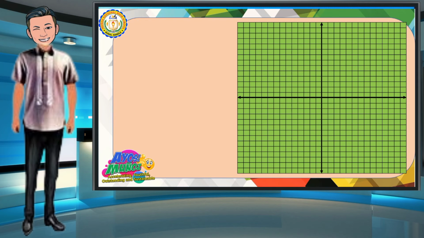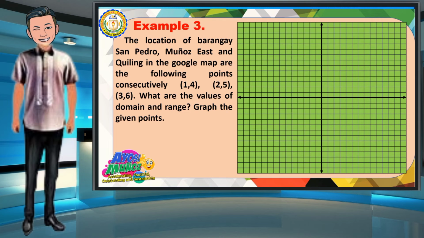Example number 3, try to solve the given problem. The locations of Barangay San Pedro, Muñoz East, and Kiling in the Google map are the following points, consecutively: 1, 4; 2, 5; 3, 6. What are the values of the domain and range?